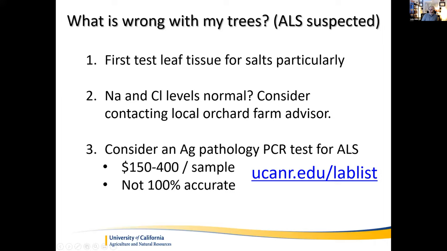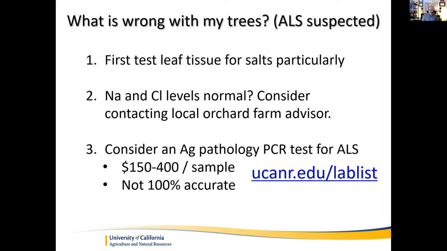In terms of what if you suspect ALS, the first step is test for salts. We're still in a drought. I think that especially during a drought, chloride should be part of your leaf analysis anyway. So you've got to rule out that it's not chloride first. If your sodium and chloride levels are normal, you can consider contacting your farm advisor. Sometimes we can take samples and submit them to a USDA pathologist for you, but we will not take a sample if you haven't already ruled out chloride.